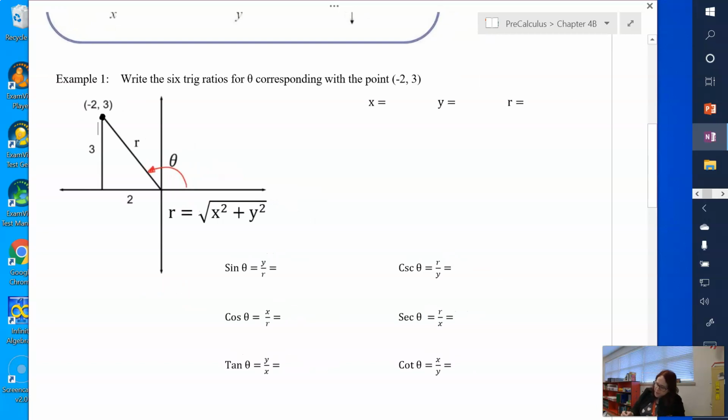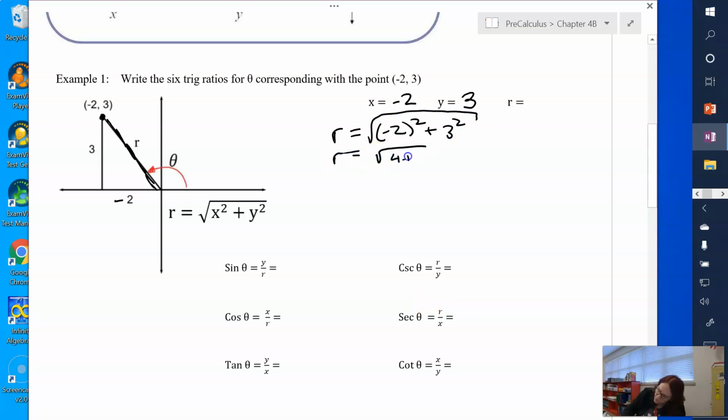So first thing, let's put in x and y. Now x is a -2. It went 2 back from the origin, so we're going to have a -2 here. Y is 3. R is going to be the length of the hypotenuse of this triangle. So using Pythagorean's theorem, I'm going to say r equals, I'm going to take x and square it. I'm going to take y and square it, add that together, and do the square root. So that gives me r equals square root of 4 plus 9, r equals square root of 13.